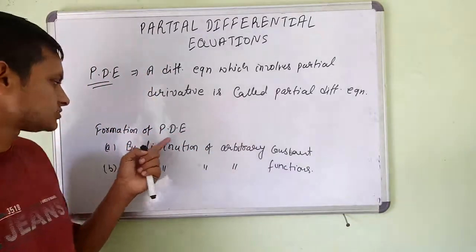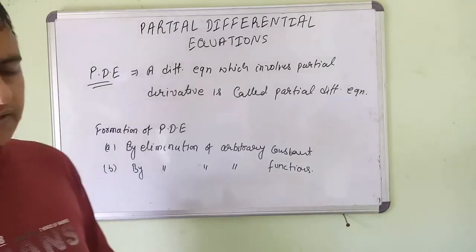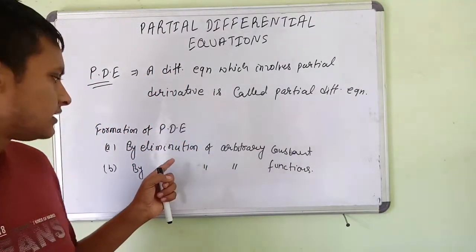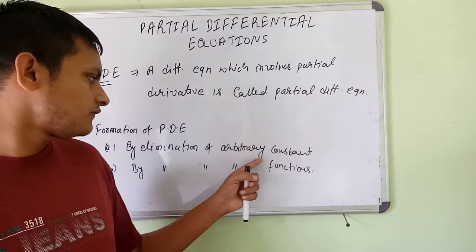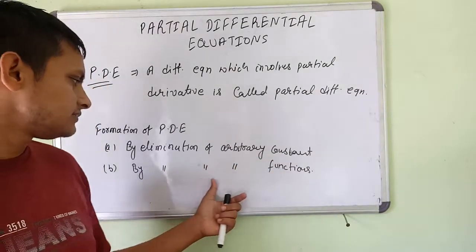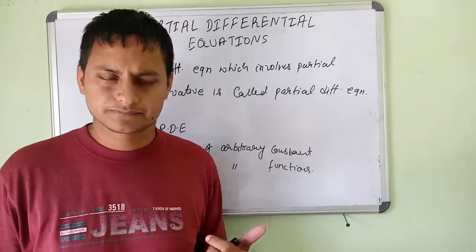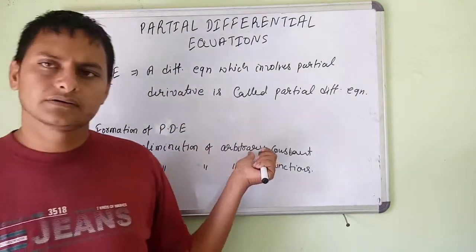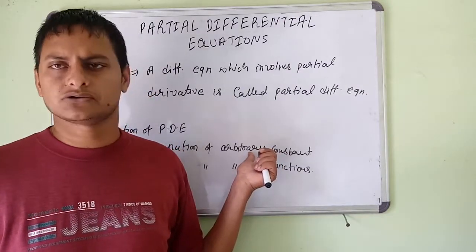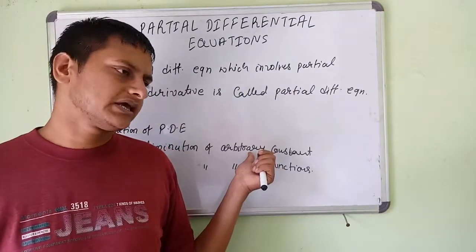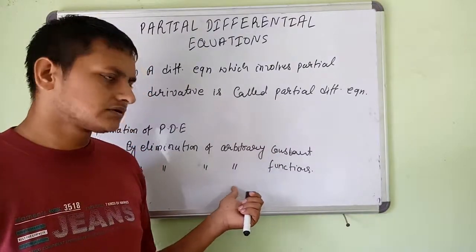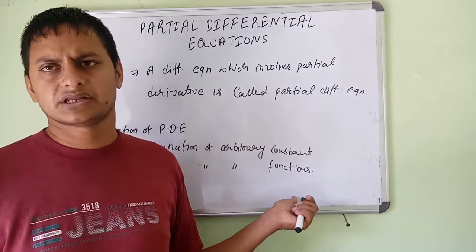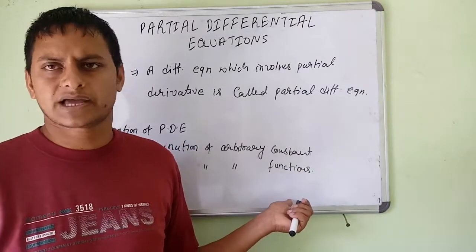Now formation of partial differential equation. There are two methods of formation of partial differential equation. First is elimination of arbitrary constants and second is elimination of arbitrary functions. In the first we will eliminate our arbitrary constants, maybe a, b, c, anything. In the second we will eliminate our functions. Function may be anything, denoted by f or phi.